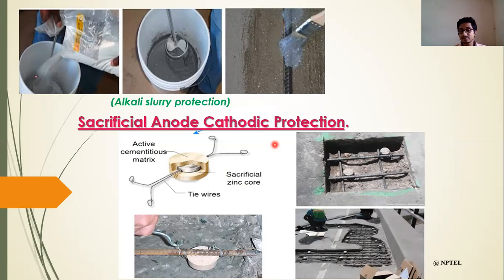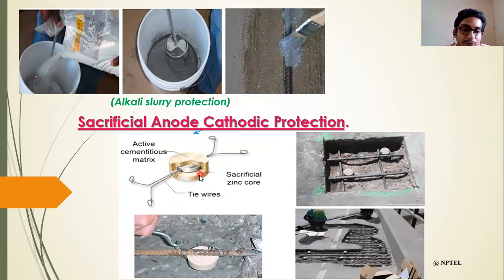So in this CP, the galvanic anode system consists of a sacrificial zinc core. You can see the zinc core over there. You can see the pointer. That sacrificial zinc core is die-cast with tie wires. The tie wires we are using here, you can see, are used to fix it to the bar, and one encapsulating mortar.